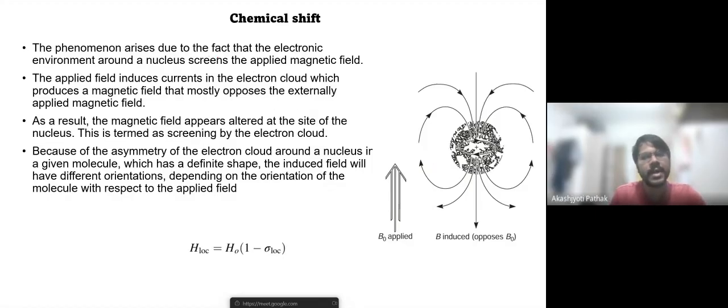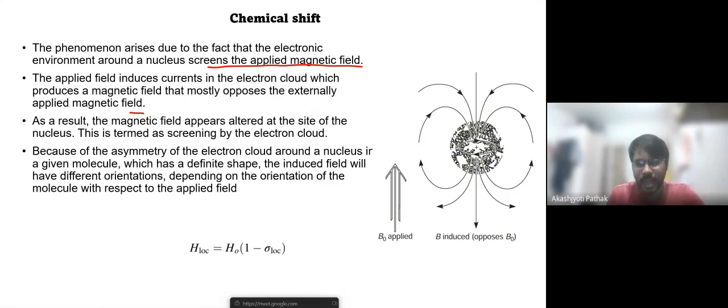This phenomenon arises due to the fact that the electronic environment around the nucleus screens the applied magnetic field. The electron cloud surrounding the nucleus will screen the magnetic field that is applied, so the shift will also be influenced by the electron cloud surrounding the nuclei. The applied field induces currents in the electron cloud, which produces a magnetic field that mostly opposes the external magnetic field.